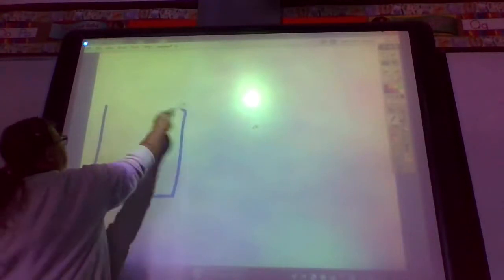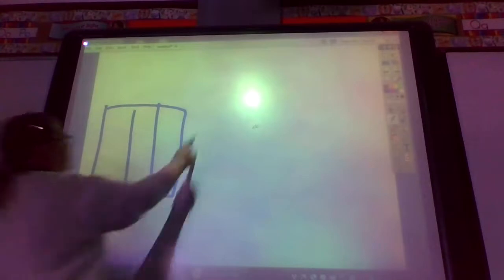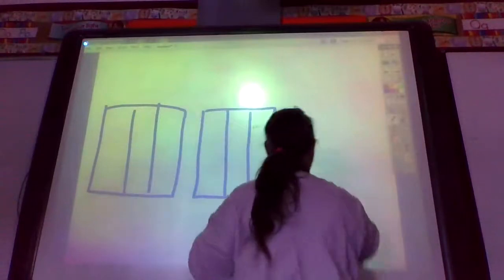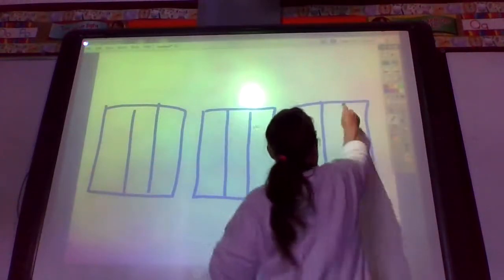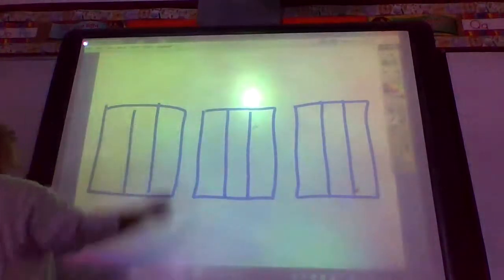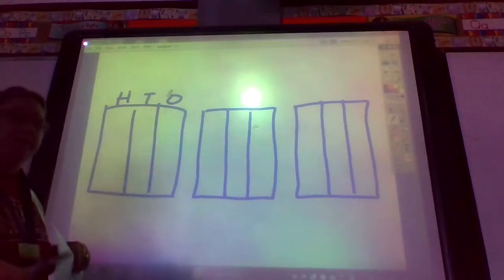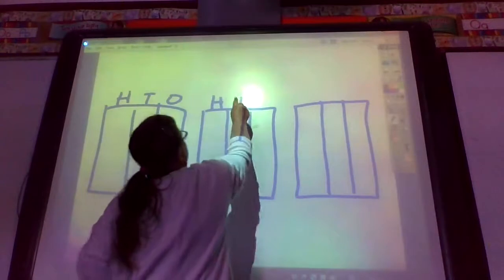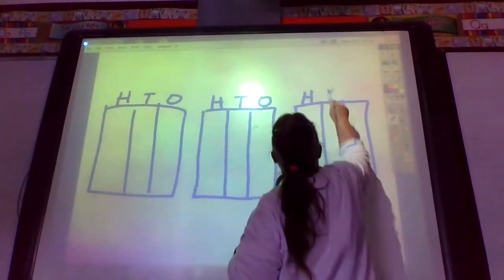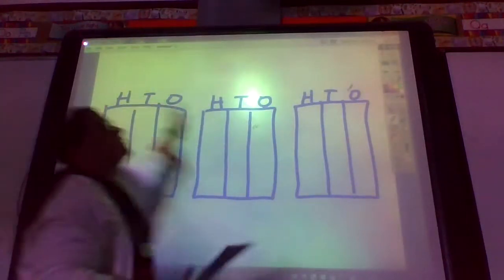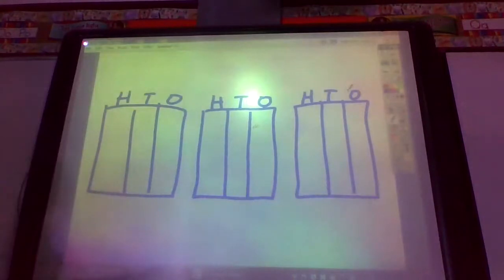So, let's look now at our problem set. On the problem set, you have 3 boxes that we have to draw some chips in. We're going to draw our chips in those boxes. I'm going to label my boxes. I always label my boxes from left to right, starting with hundreds. That's how I always label.